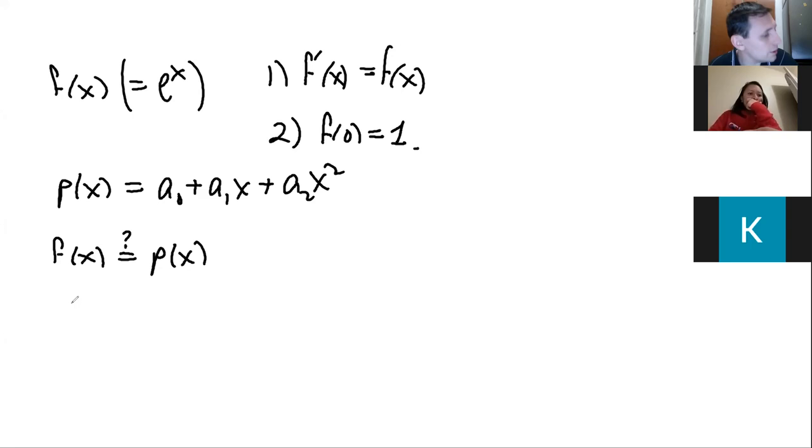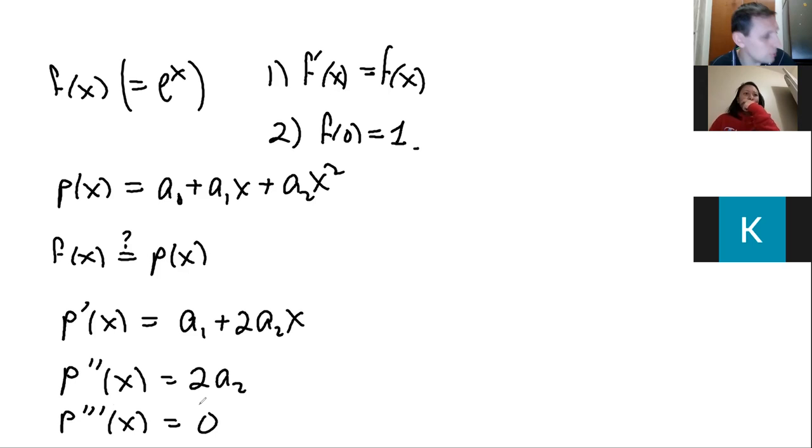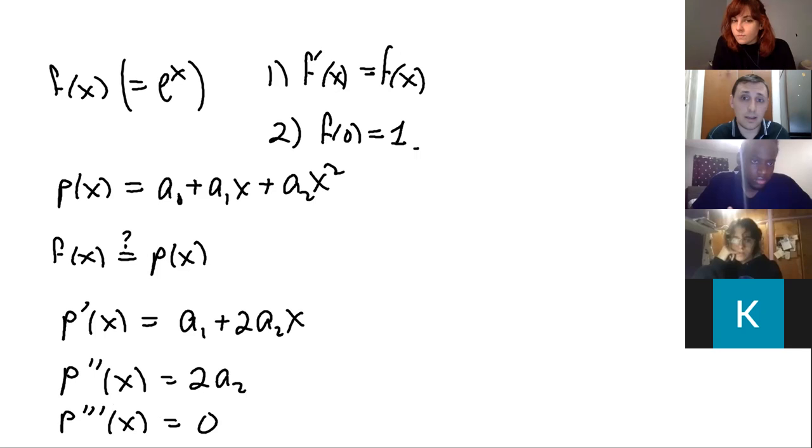Look at it. What happens if I take the derivative of p of x once? I get a1 plus 2a2x. Yes? And I take the derivative again, and I get 2a2. And I take the derivative again, and I get 0. So take three derivatives, and the polynomial disappears to 0. Isn't it obvious, right?